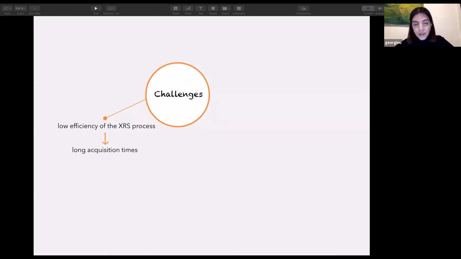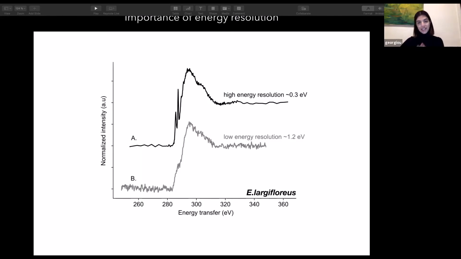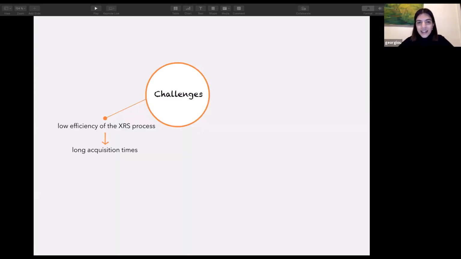Okay, so in my opinion, XRS has a lot of potential, especially in the cultural heritage field, but there are still challenges to be addressed. The XRS process has a low efficiency. The cross-section of the process is low, so we have long acquisition times.